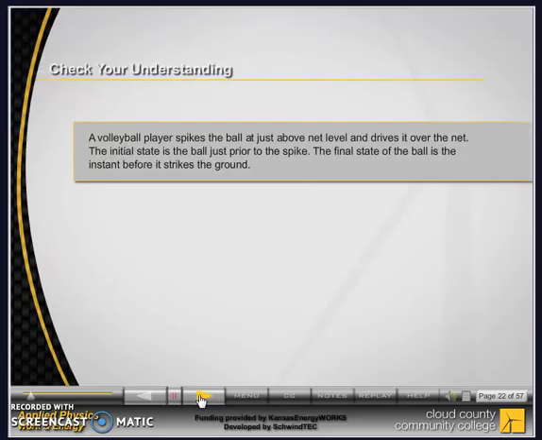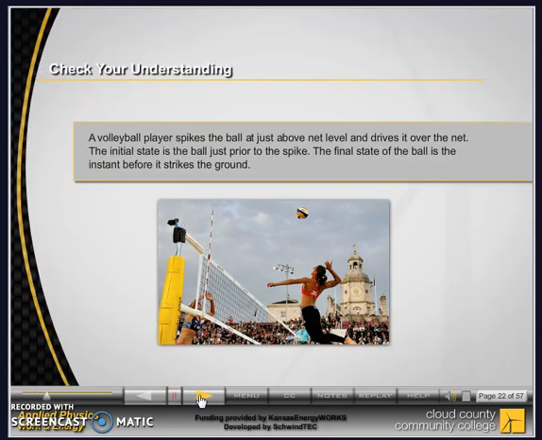A volleyball player strikes the ball at just above net level and drives it over the net. The initial state is the ball just prior to the spike. The final state of the ball is the instant before it strikes the ground.